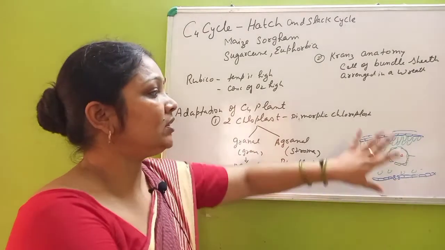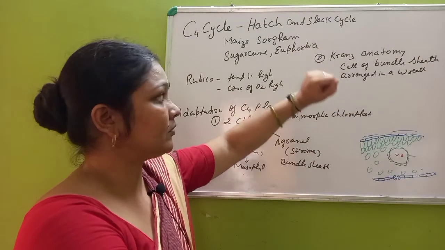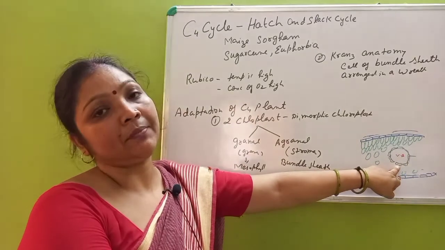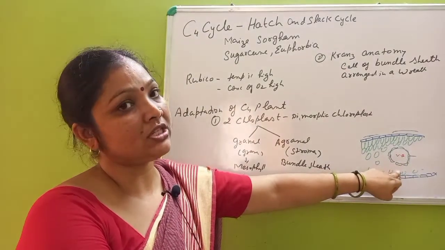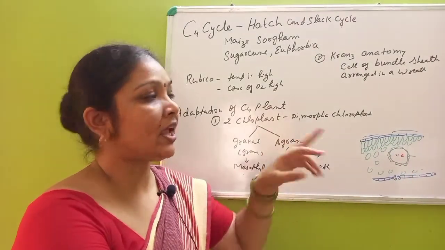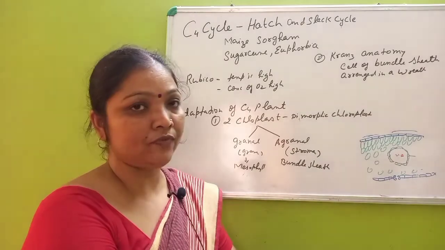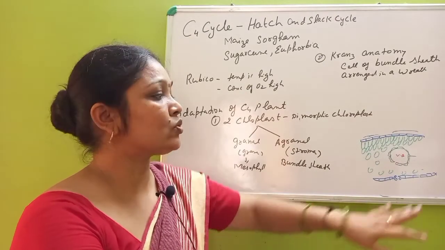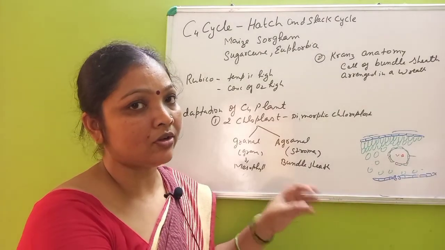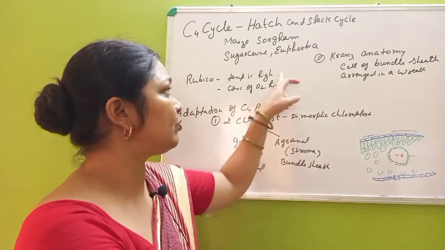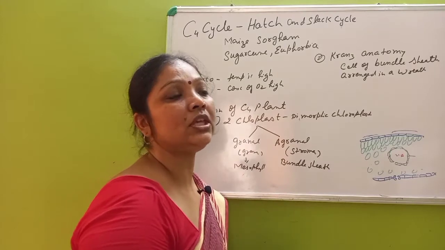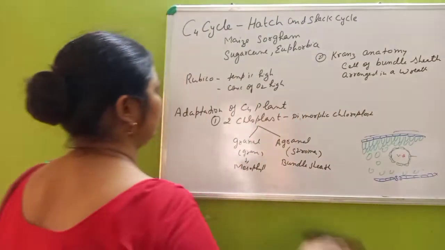In this type of arrangement, the C3 cycle occurs inside the bundle sheath. So the oxygen is not going to interfere here, because the non-cyclic reaction occurs in the mesophyll cell and the C3 cycle occurs in the bundle sheath. The oxygen cannot enter that cycle. So these two problems are overcome by this type of adaptation. Now we are going to see the C4 cycle.